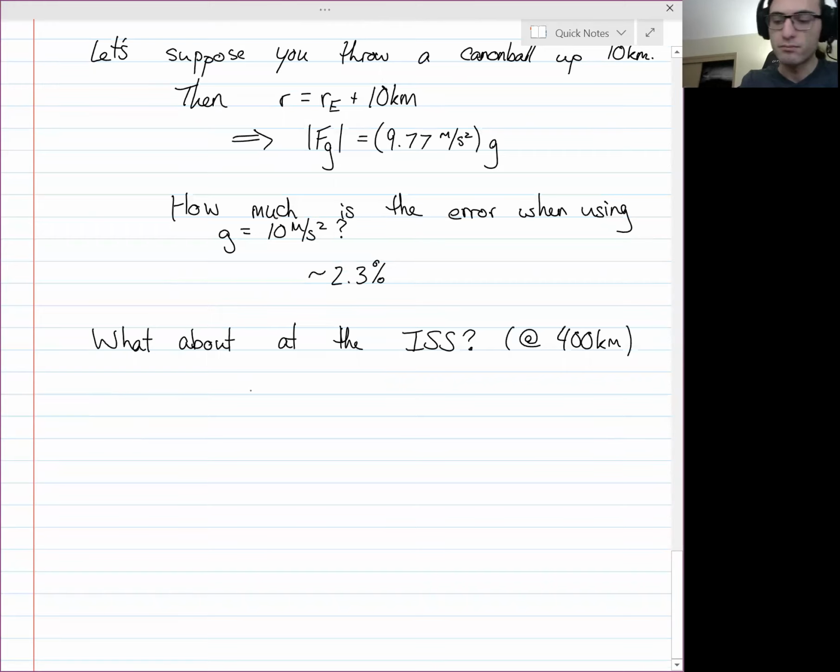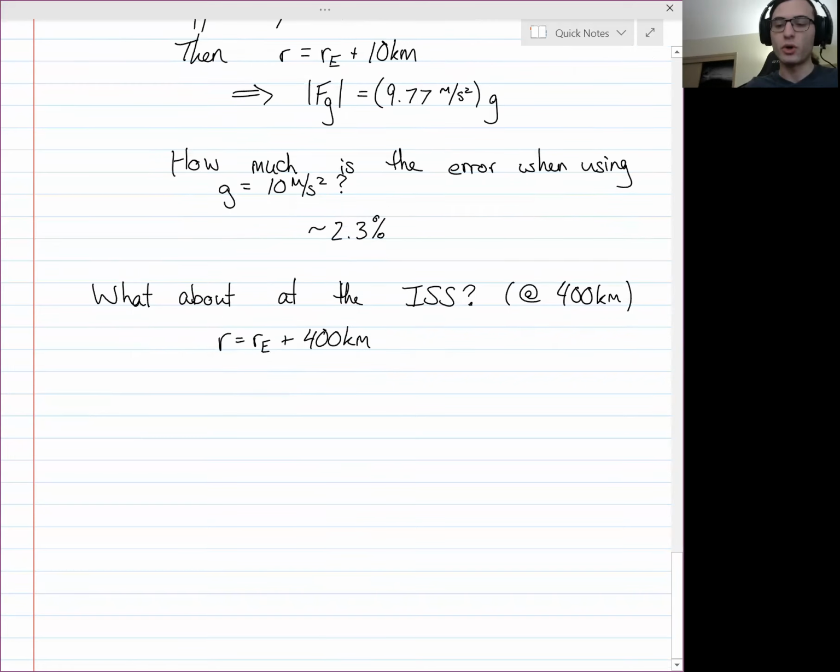But you might expect that the gravitational force here would be very small. So what value do we use for r? Well, it's just the radius of the Earth plus 400 kilometers. So we compute the gravitational force, and we find, perhaps unsurprisingly, that it's just, that should not be a g, that should be an m up here, I'm sorry, 8.68 meters per second squared times m.